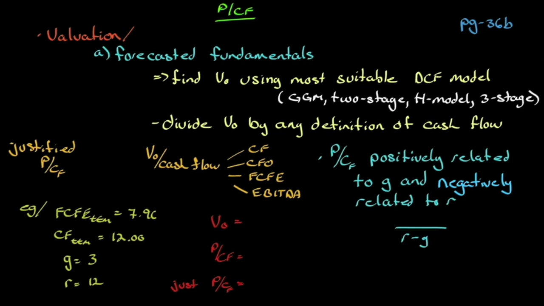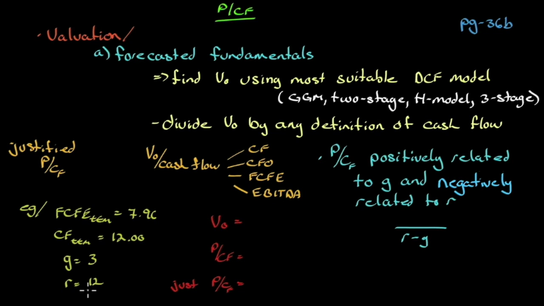So let's just look at an example of what I'm talking about. Let's look at what we have here. These are all estimated numbers. We have our free cash flow to equity trailing 12 months of 7.96. Our cash flow, a definition of cash flow, is our earnings per share plus our dividends, our depreciation, amortization, etc. We get to $12 a share. We have an estimated G of 6 and an estimated required return on equity of 12%. Calculate an intrinsic value. This is fairly straightforward.